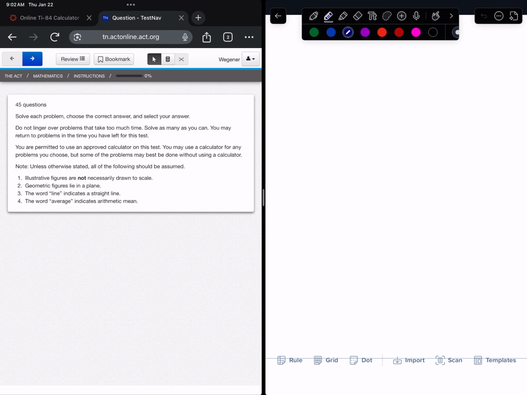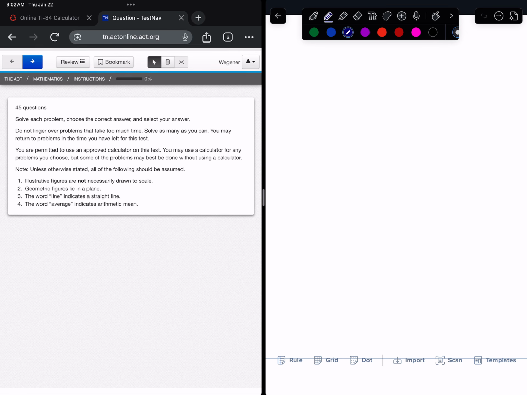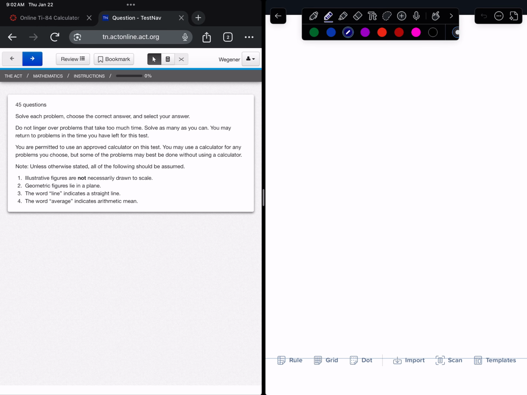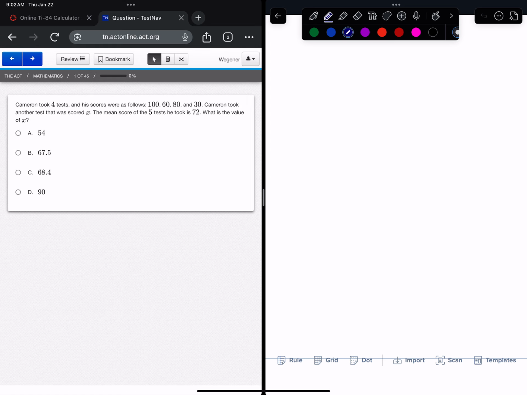Now, for the juniors, I need you to just read this page right now so that you save yourself like a minute on the ACT. It's gonna be the exact same introductory paragraph: solve each problem, choose the correct answer, and select your answers, etc. Go ahead and read that. It's going to be the same on the actual one, okay? So let's go to the first one.